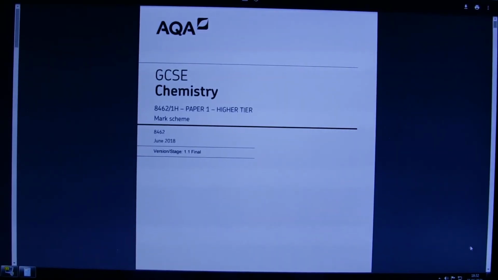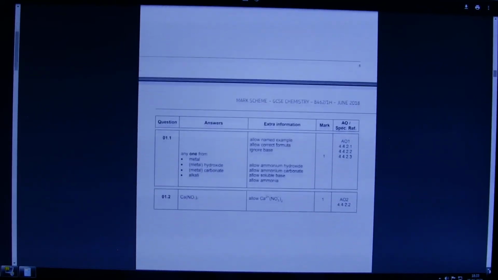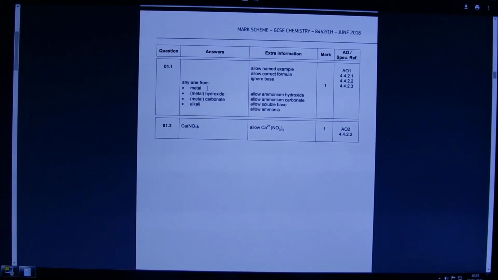Marking scheme. Page upon page upon page of blah-de-blah-de-blah. Oh, this is actually the marking scheme. Anyone from a metal carbonate like limestone, a metal hydroxide, or an alkali. Yep. Ignore base. Doesn't matter whether you call it a base metal or not. That's good. Allow a named example like limestone. Allow a correct formula rather than a word for it. Allow ammonium hydroxide, ammonium carbonate, soluble base, or ammonia. That's nice.